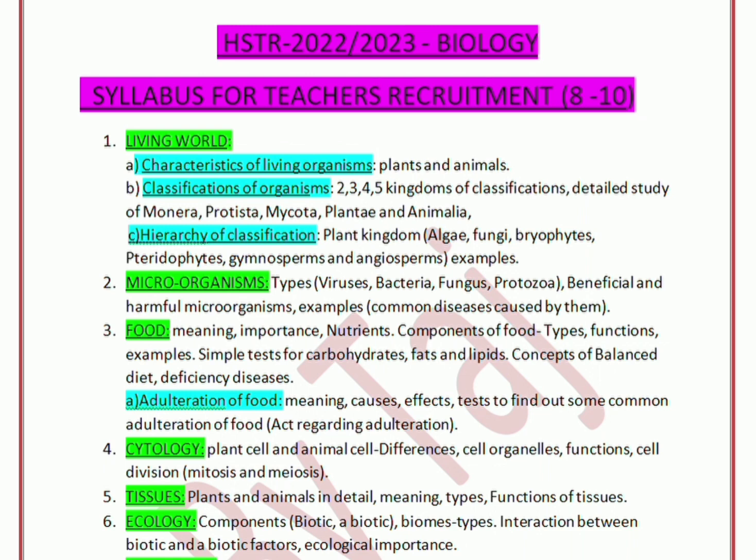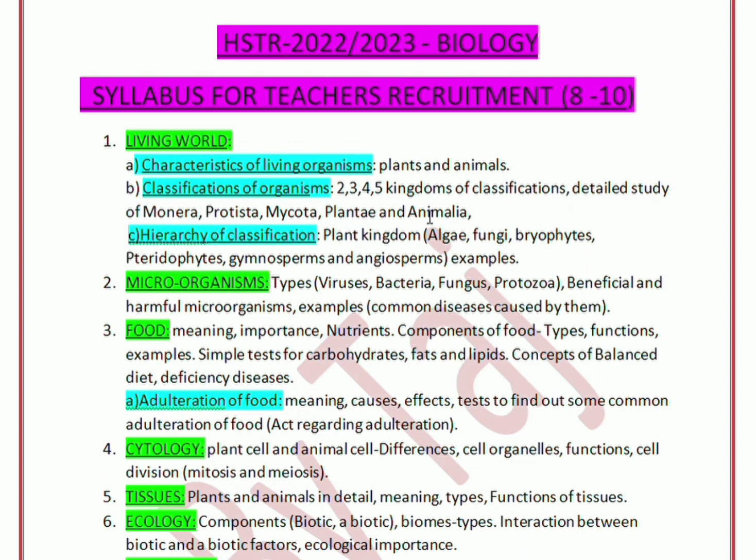Today we will discuss the HSTR 2022-23 Biology syllabus for teachers recruitment, 8 to 10 standard. In that, the first chapter we have to discuss is the living world. Characteristics of living organisms, plants and animals, you have to learn, and the classification of organisms. In that, 2 kingdom classification, 3, 4 and 5 kingdoms of classification you have to learn.